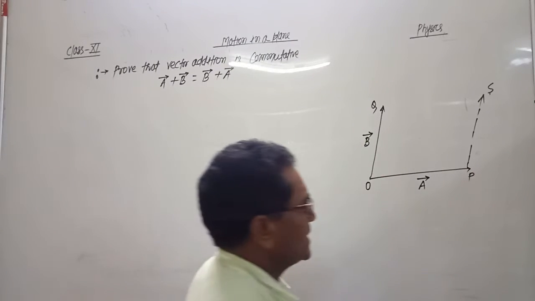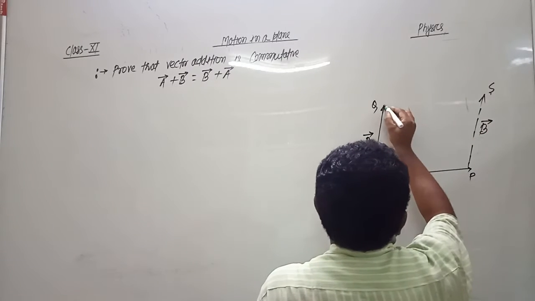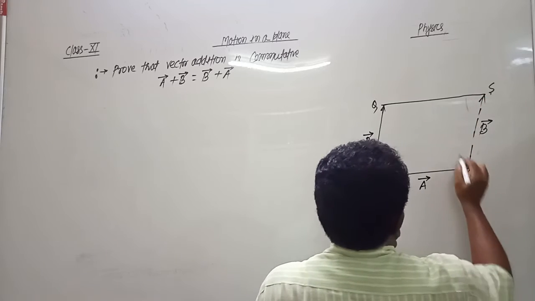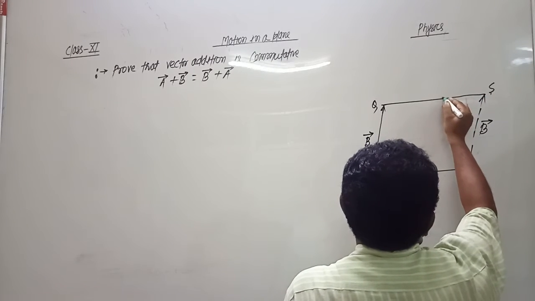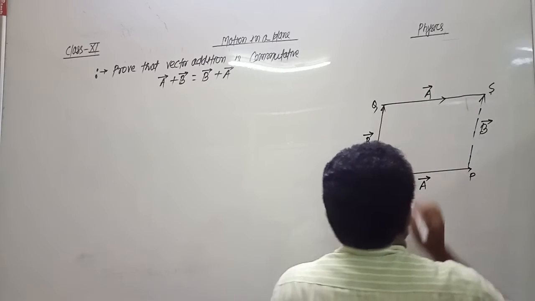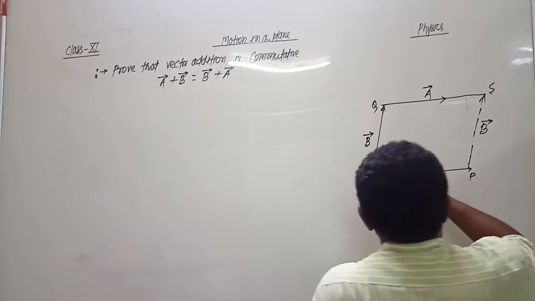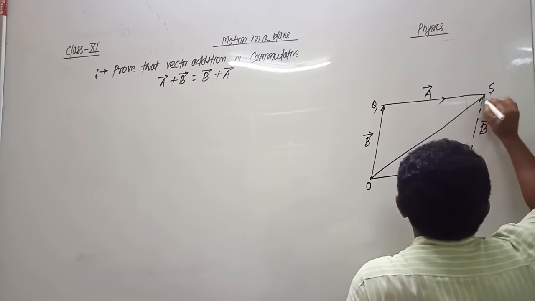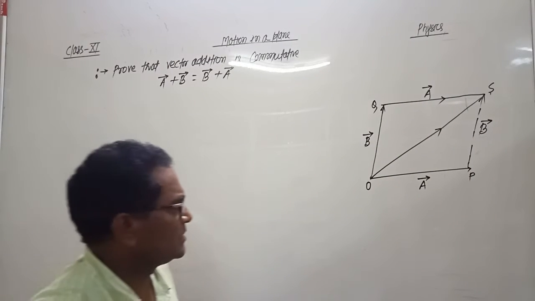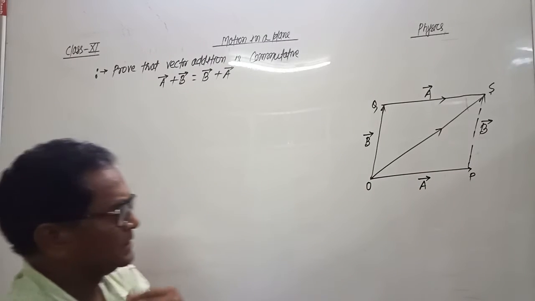If this is vector B, then this will also be vector B. And also draw a line parallel to vector OP, and if this is vector A, then this will also be vector A. And OS is the diagonal. OS represents the diagonal, which we have seen in the parallelogram law of vector addition.